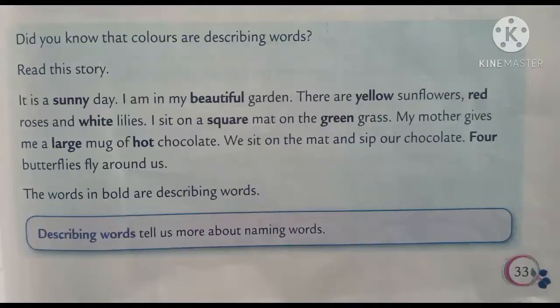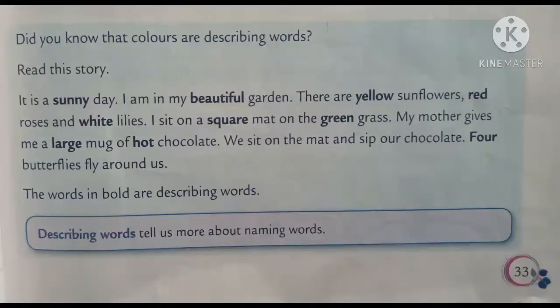Then, and white lilies. Lilies are also a noun. Now, the word white is describing lilies. Okay, children? It is telling us something more about the lilies. So, it is also an adjective, or you can call it a describing word.